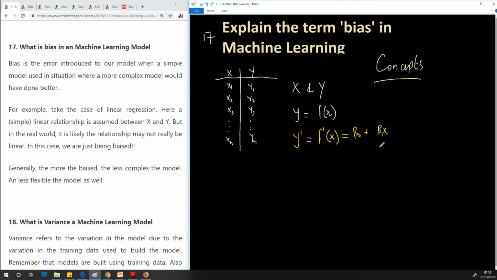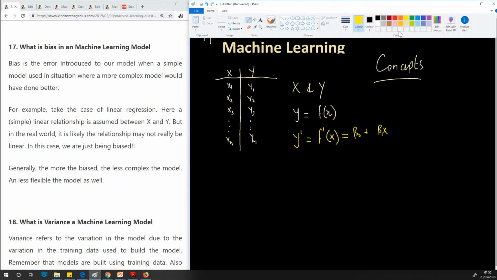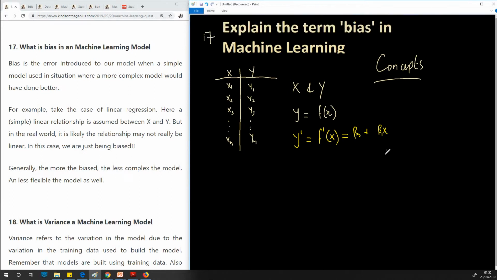In this case, we've made an assumption that there is a linear relationship. Now, what if the relationship is not linear? What if it's quadratic? What if it's trigonometric? What if it's a logarithmic relationship? We do not know what the relationship is. So the only thing we can do is to assume a linear relationship, or to be on the safe side, we can assume a quadratic relationship.